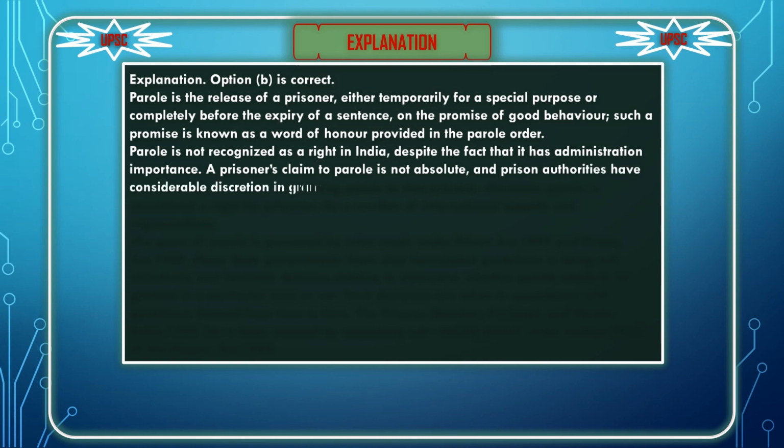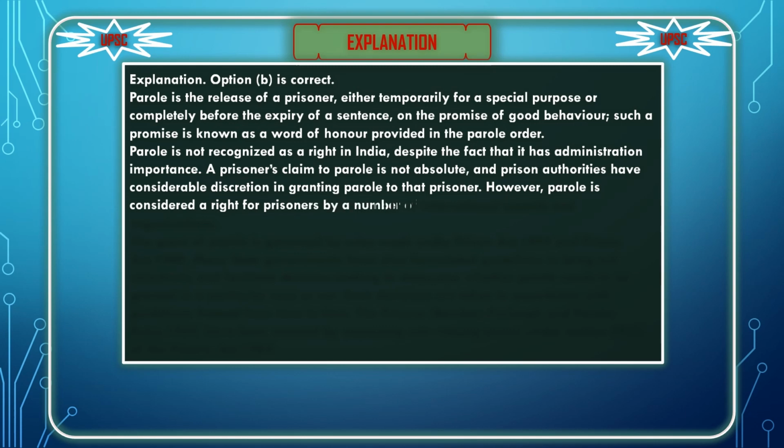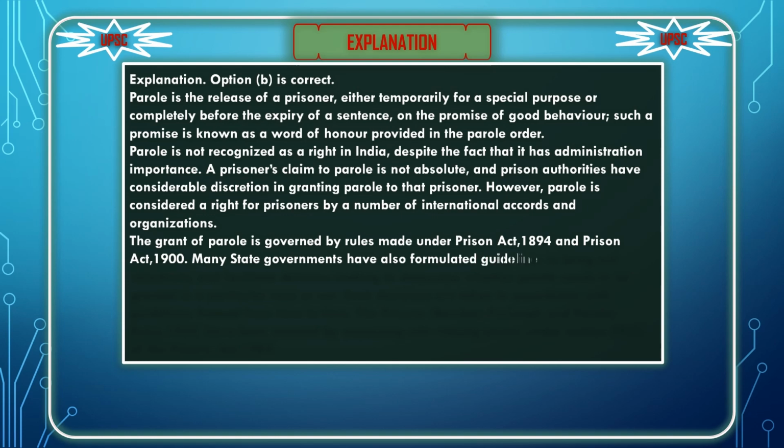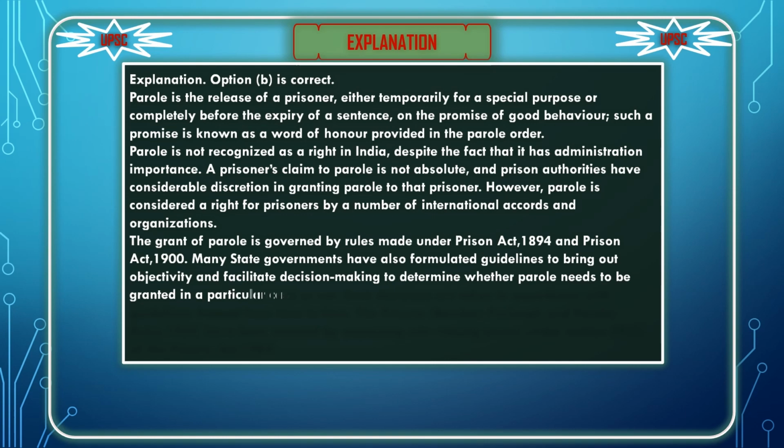The grant of parole is governed by rules made under the Prisons Act, 1894 and Prisons Act, 1900. Many state governments have also formulated guidelines to bring out objectivity and facilitate decision-making to determine whether parole needs to be granted in a particular case or not. Such decisions are taken in accordance with guidelines framed from time to time. The Bombay Furlough and Parole Rules, 1959, have been enacted by exercising rule-making power under Section 59(5) of the Prisons Act, 1984.